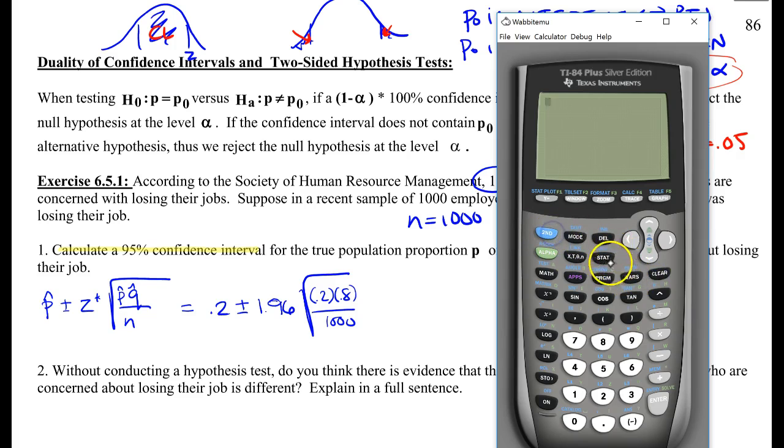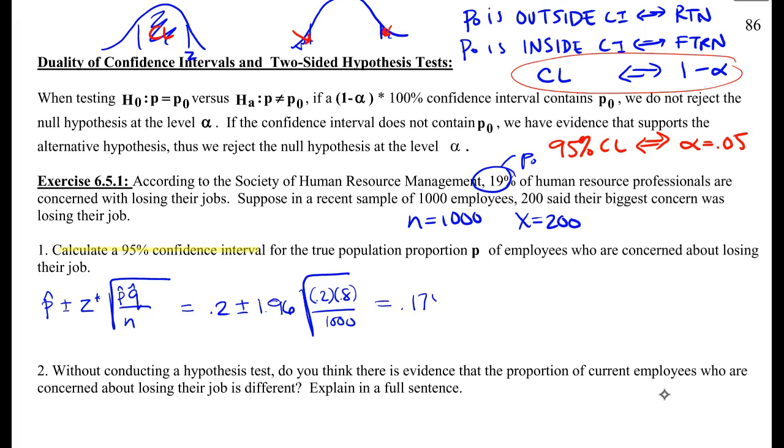I always want to press second, stat, and over to tests, to one-prop z test, remember, because we're doing an interval now, to z interval. And we'll just put in our x, our n, and then our corresponding confidence level. So we are at 0.1752 to 0.2248. So there's our confidence interval. Done.